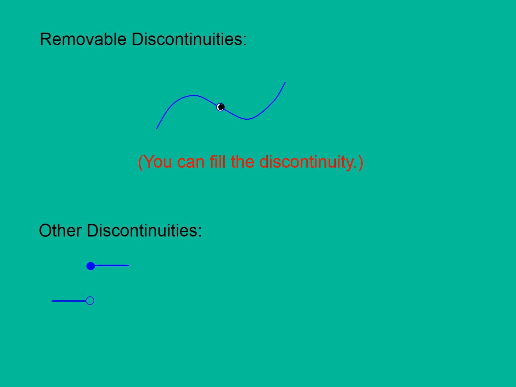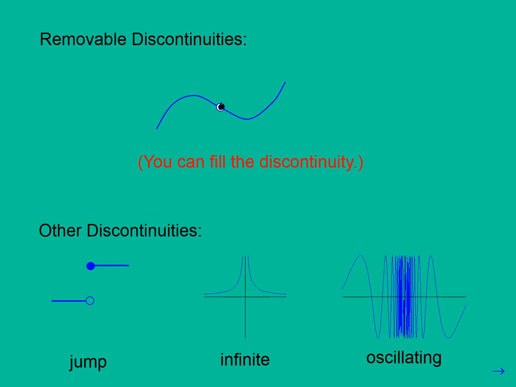Here are some examples of other types of discontinuities. This is called a jump discontinuity, and you can see the reason why it's called a jump. To complete the graph, we have to jump up to complete it. Another type of discontinuity is when a value has an asymptote at that value, and so it's called an infinite discontinuity. And we looked at this graph earlier, and we saw this graph is just oscillating infinitely close to x equals 0 from both sides. This is called an oscillating discontinuity.